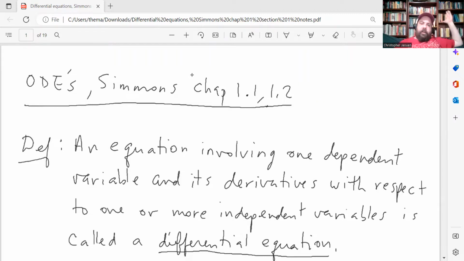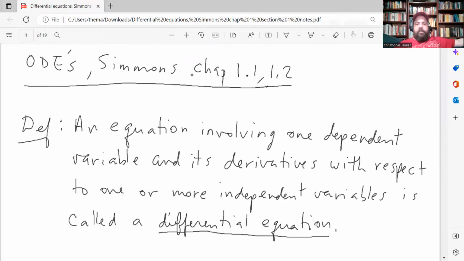So like I said, sections 1.1 and 1.2. Section 1.1 is basically on some definitions, things that you need to know, explaining what a differential equation is, etc. So we start with that definition: an equation involving one dependent variable and its derivatives with respect to one or more independent variables is called a differential equation.